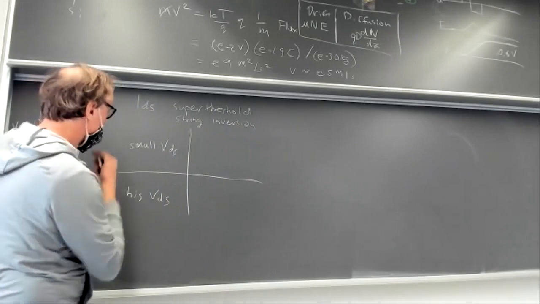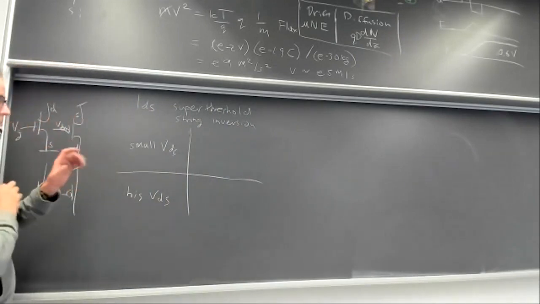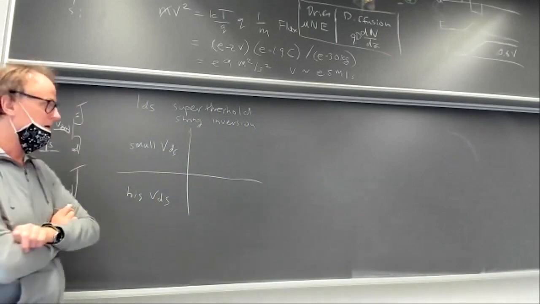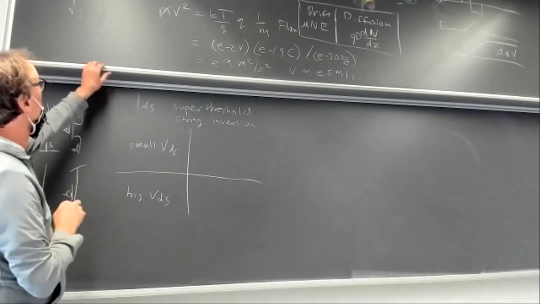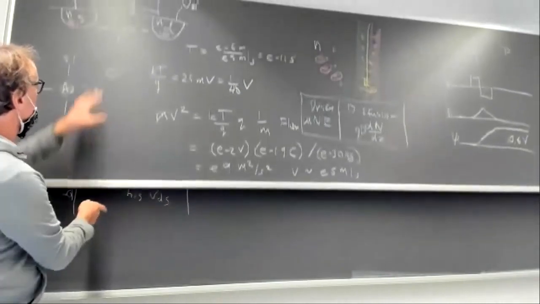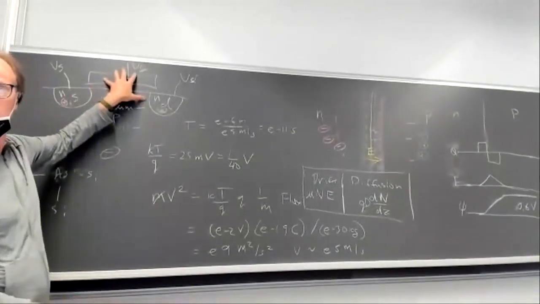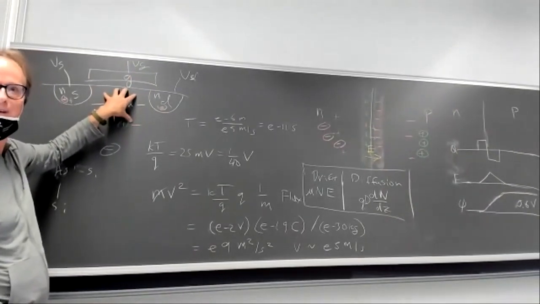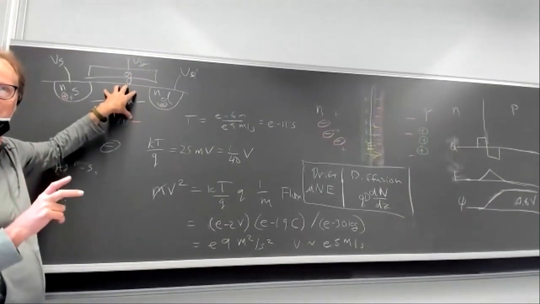Okay, so let's reason about what the current is above threshold. I need to explain what this strong inversion means. If you just build the transistor and put zero voltages on all the terminals, then this will really be P doped here. It'll really be P type, right?